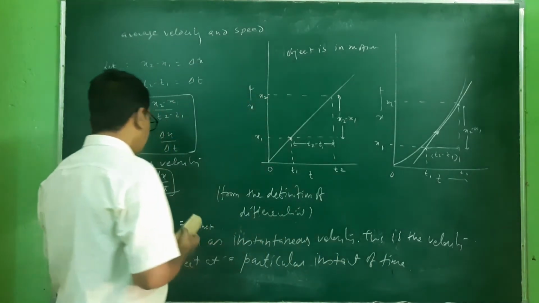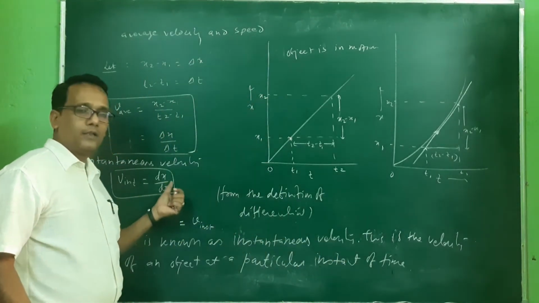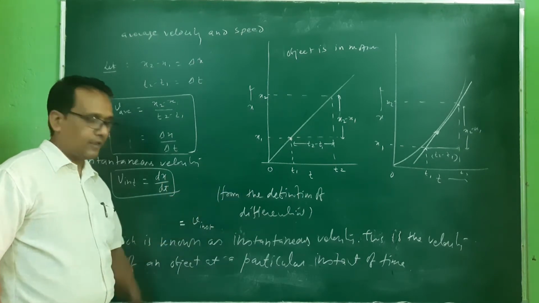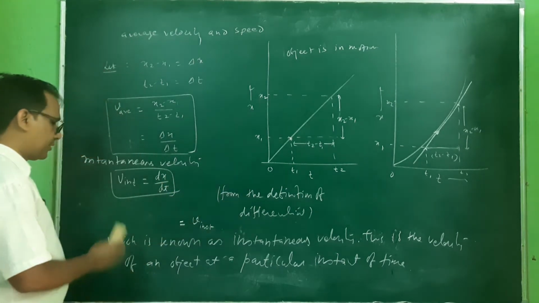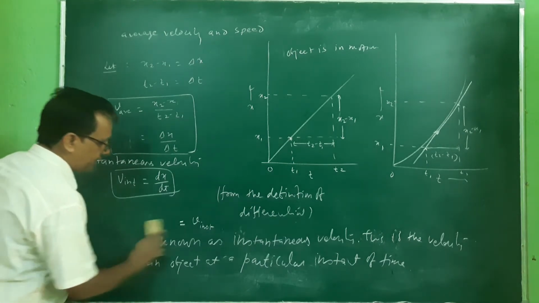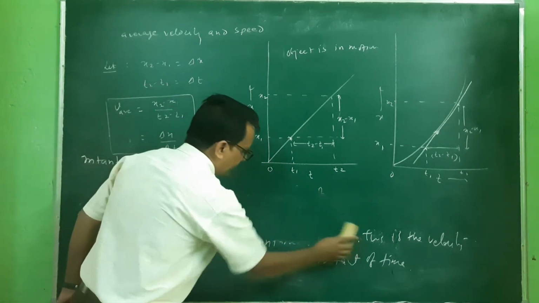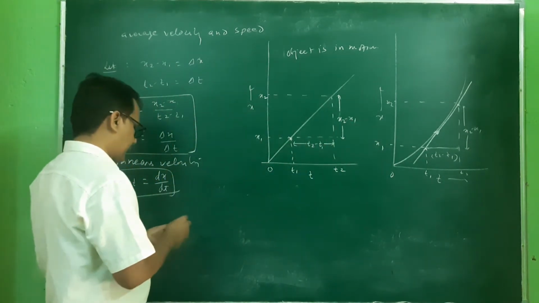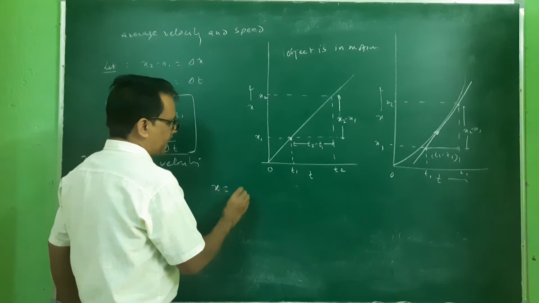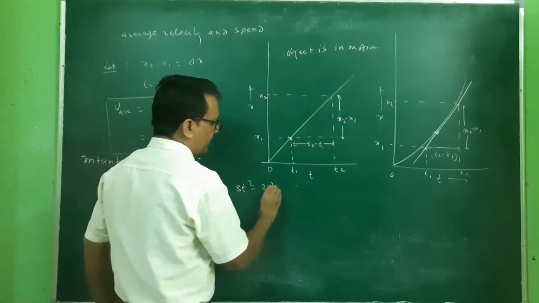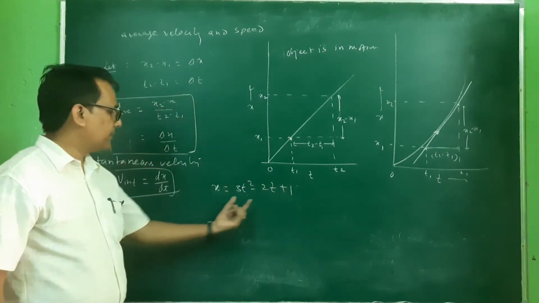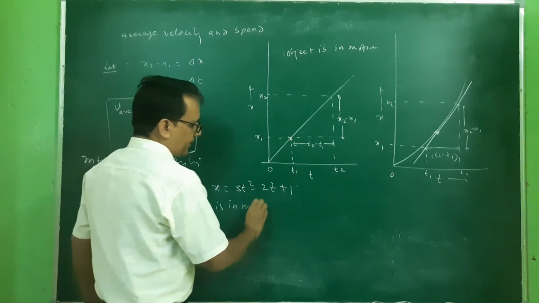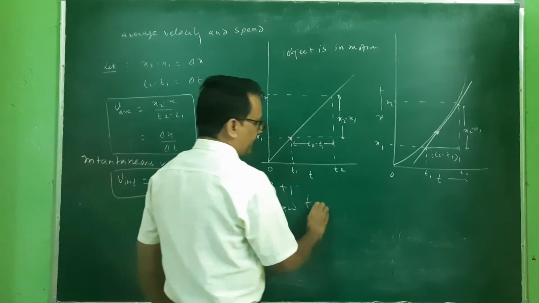Now the second term. If we are given the position as a function of time, then we can differentiate it, and we can get the instantaneous velocity at an instant of time. Let's have a simple example like this. If x is a function of time, x is equal to 3t square minus 2t plus 1, where x is in meters and t is in seconds.